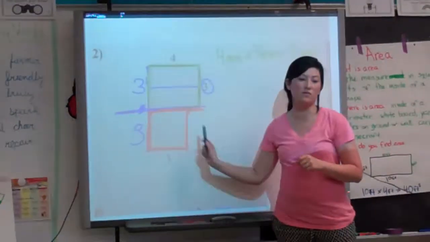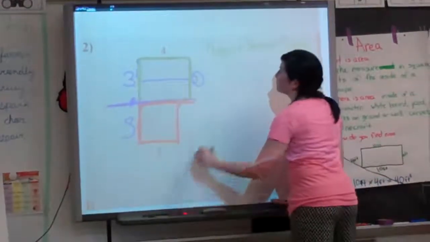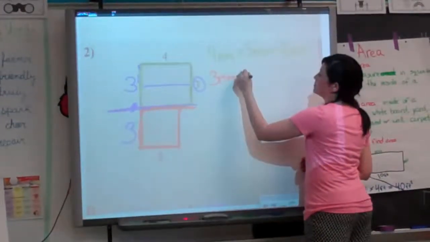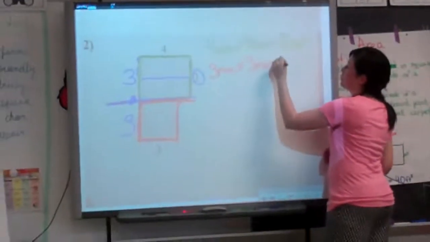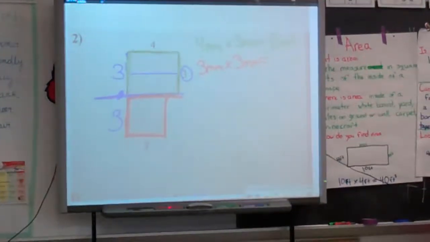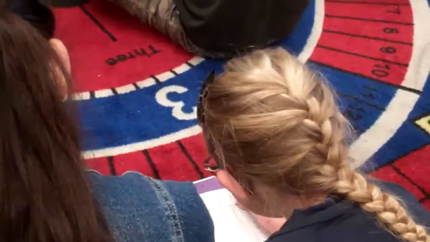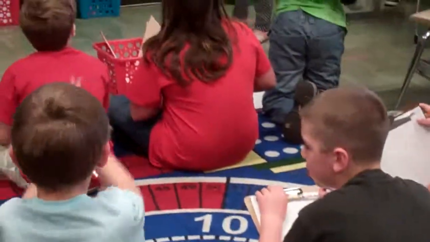So now what are the dimensions of this square? 3 by 3. 3 millimeters by 3 millimeters. Calculator, what is 3 times 3? 9 millimeters.